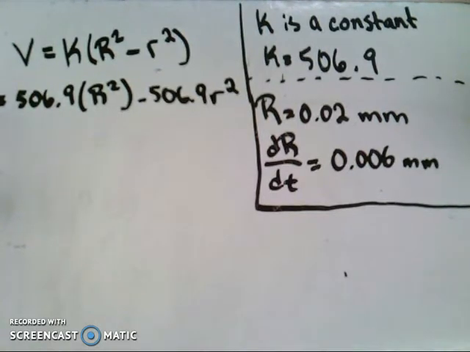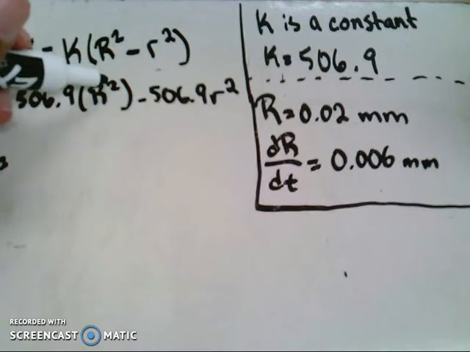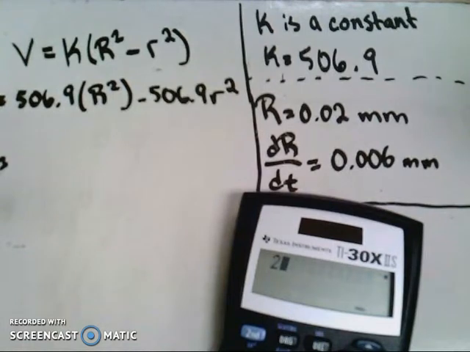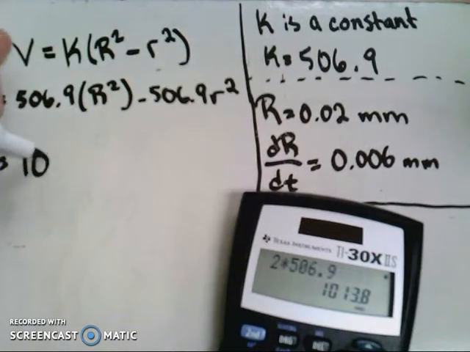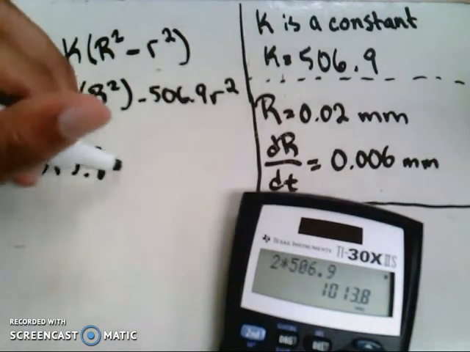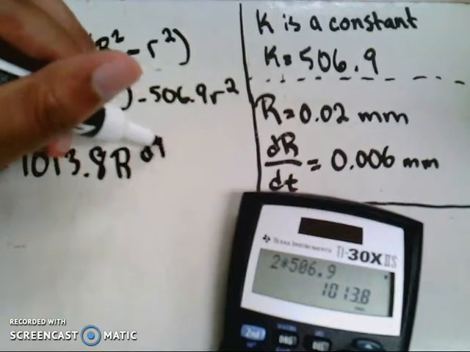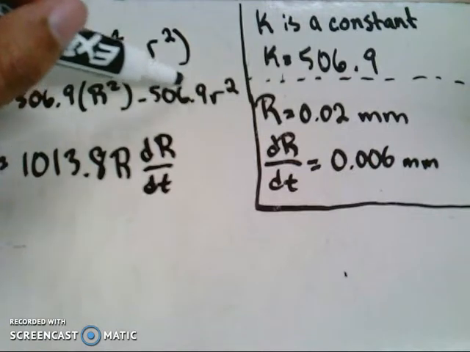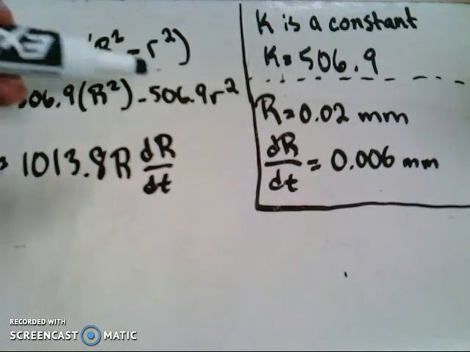So now we're going to take the derivative dV/dt of this equation. So we're going to use a power rule here. This 2 is going to come down times 506.9. 2 times 506.9 is going to be 1013.8 capital R dR/dt, and we're done with the derivative because this number back here is just a constant number. So we don't need to worry about that.